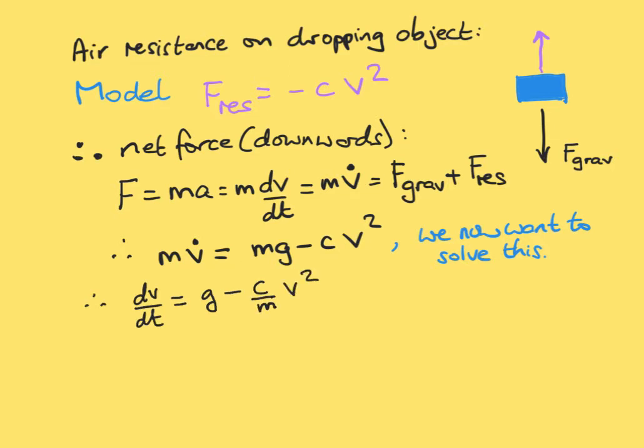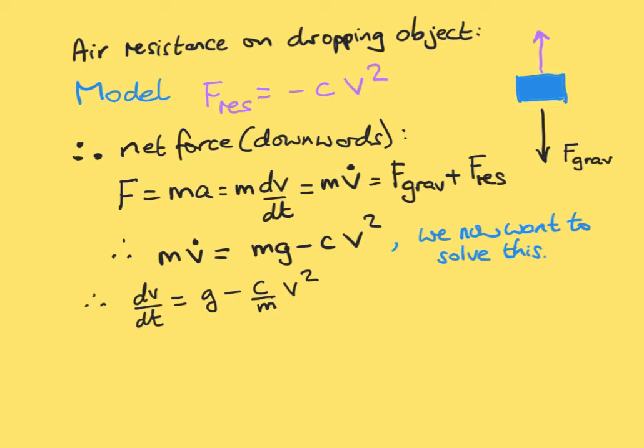Now let's just think about what happens when we let go of an object from rest, which is the situation I'm going to consider here. Initially, v is 0, so the acceleration is just g, and the object starts to fall and it starts to accelerate, so v becomes larger. As v becomes larger, the net acceleration is going to decrease. So instead of it being g, it is g minus this ratio of constants times v squared.